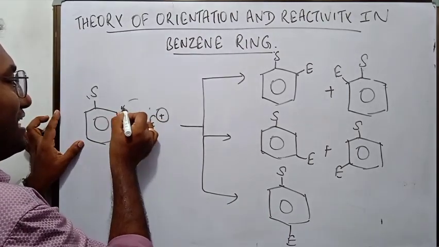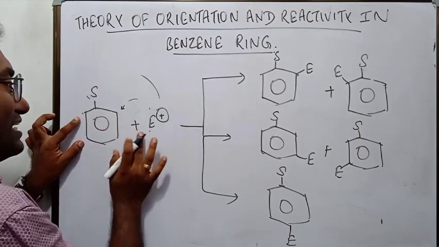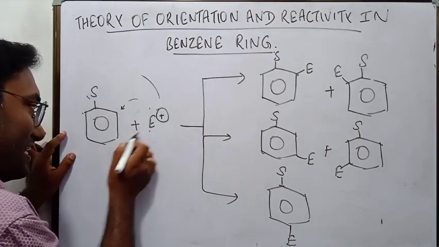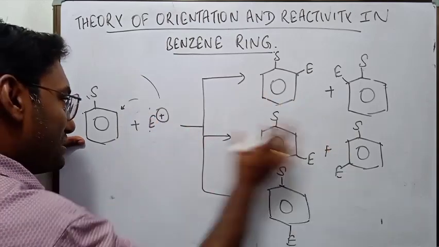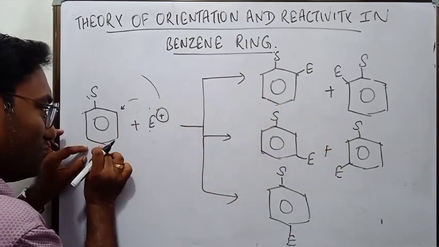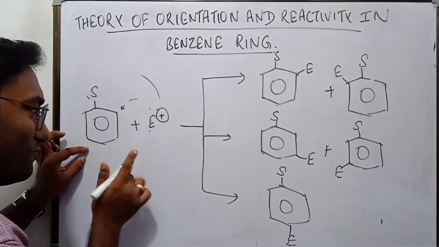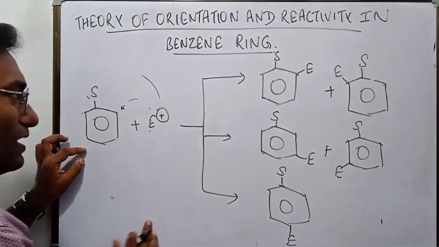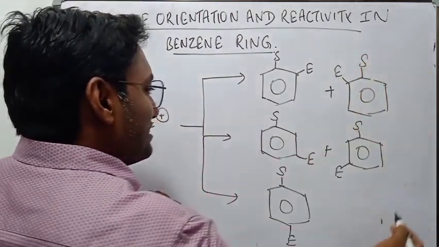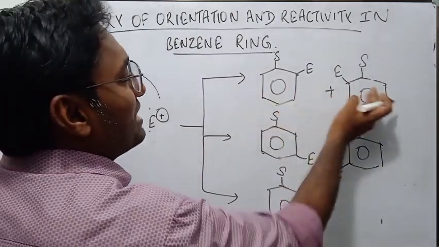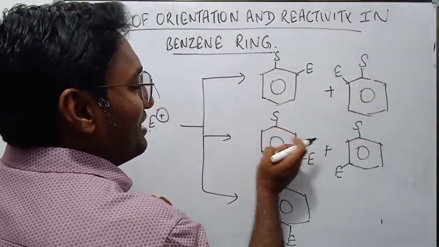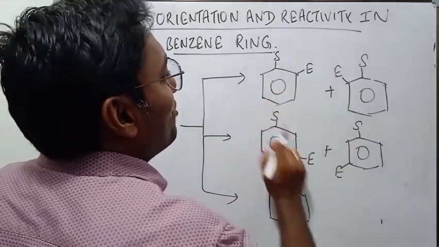There is equal probability. E can attack here, E can also attack here. So more ortho and meta products can be formed, while there is only one position for para, so only one para product can be formed. How many total products are formed? Look at this. 5 di-substituted products are formed.